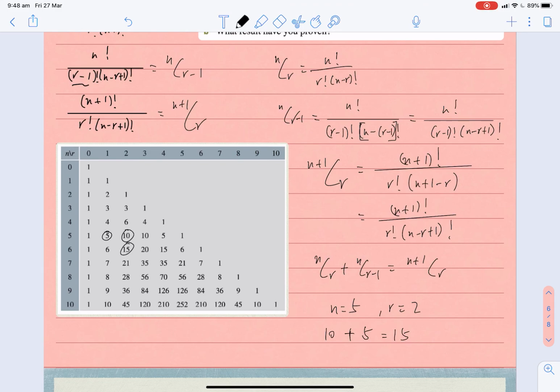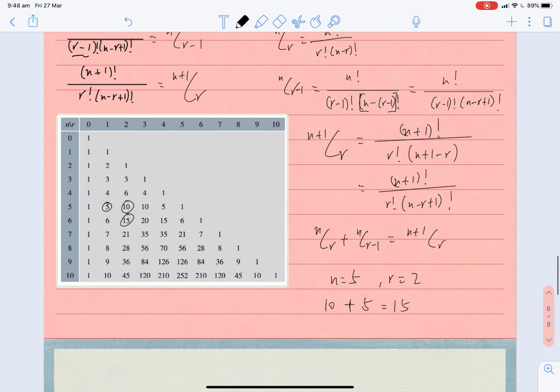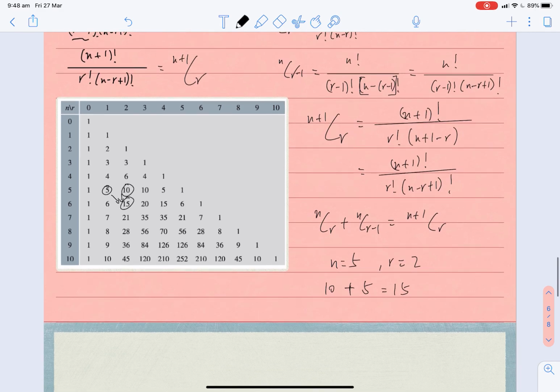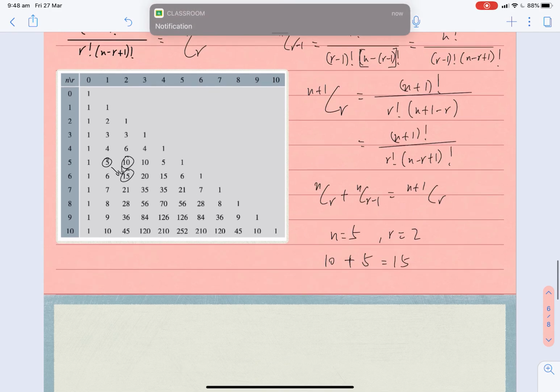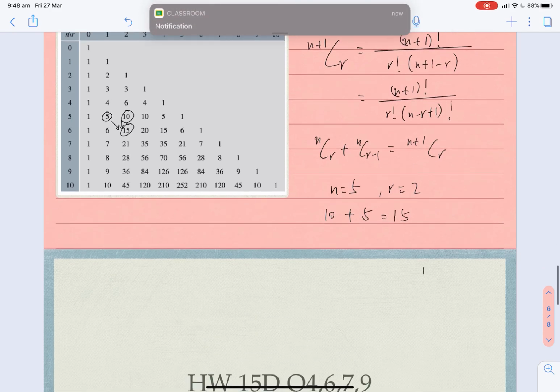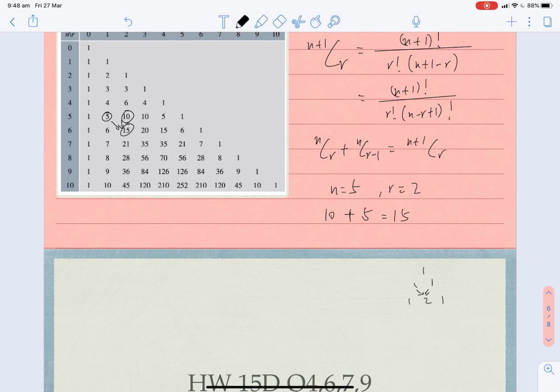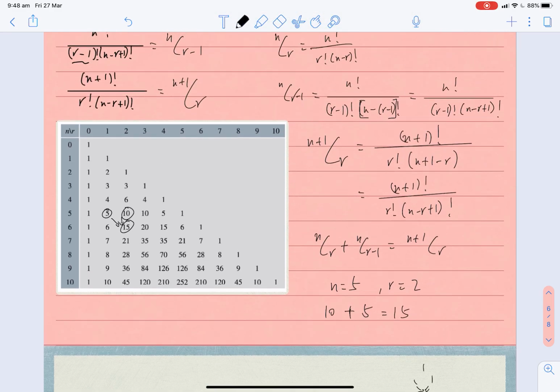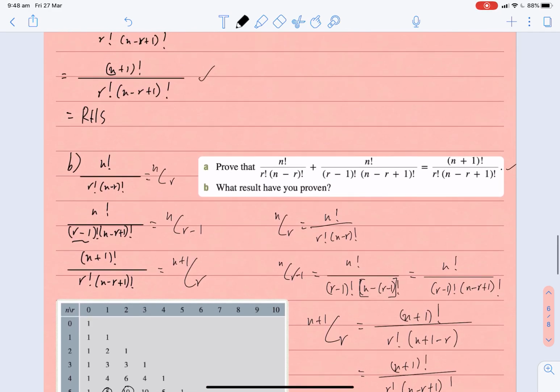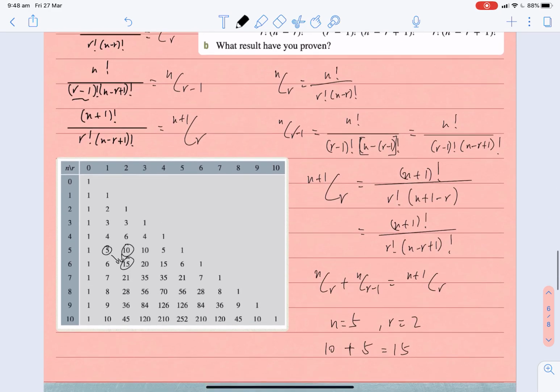What a coincidence. What does it look like? The top two added together is the bottom one. It's basically the same as what we did before about Pascal's triangle. So remember 1, 1, 1, 1, 2, 1. The top two added together is the bottom one. So we basically proved how we can construct a Pascal's triangle. So yes, that's what has been proven, which is another form of the Pascal's triangle identity.